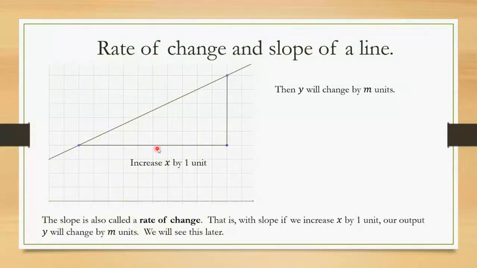So if you increase x by 1, your y value will change by m units. m is the slope. It might increase if m is positive. It'll decrease, of course, if m is negative. And if m is 0, it won't change at all.